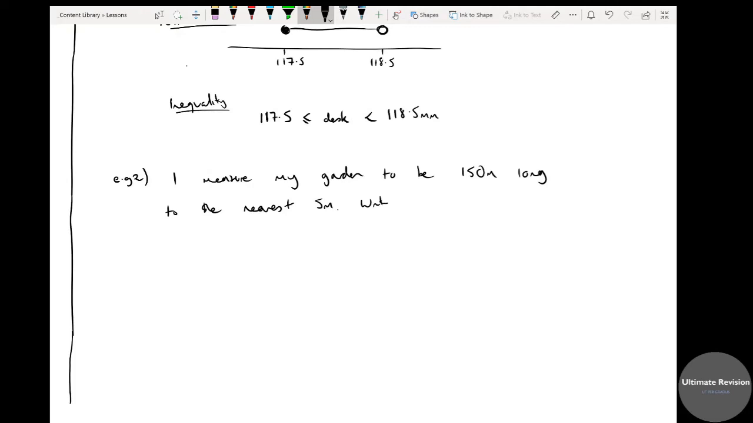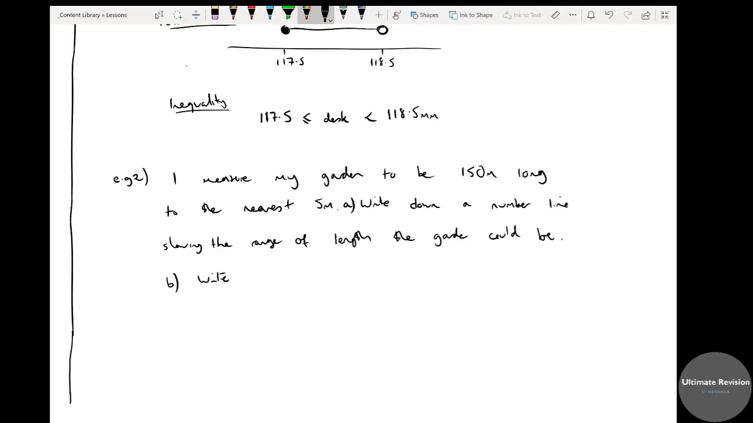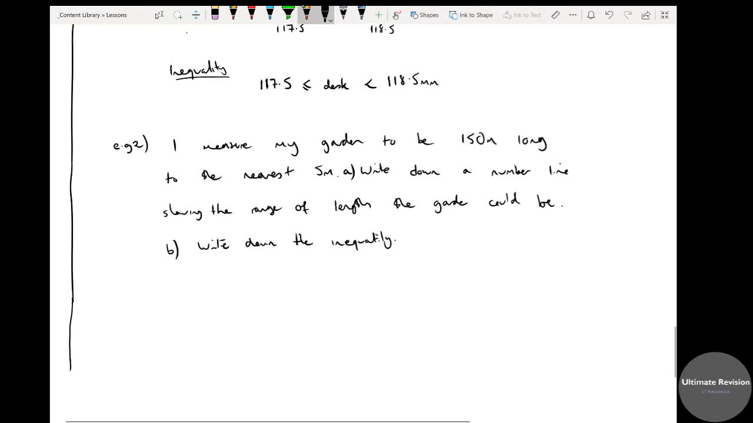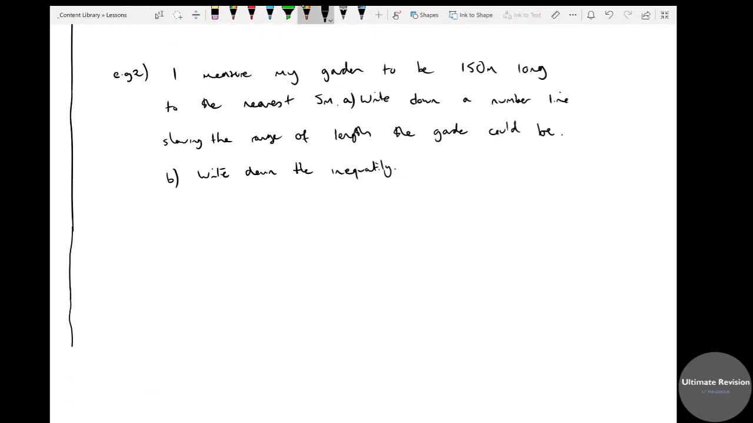Now write down a number line showing the range of lengths the garden could be. Okay, that could be a question, part A, and part B might be write down the inequality for the length of the garden. Okay, so there's a bit of writing for some of these examples today.